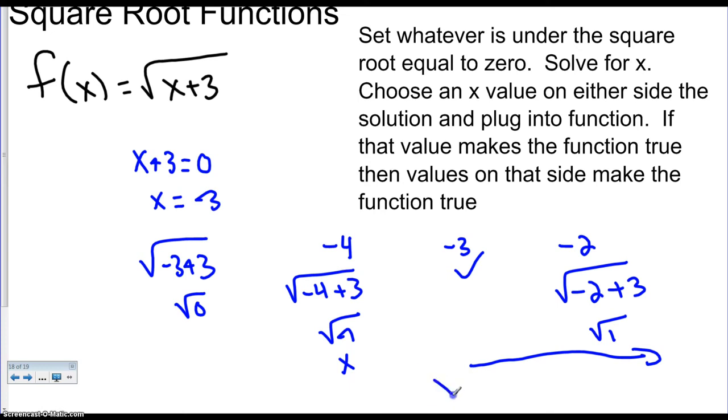So what do I know about all my x values? Is that all my x values are greater than or equal to negative 3. And I'm going to show you guys tomorrow about why this is the case. But just know these steps, and we're going to deal with this more specifically tomorrow.